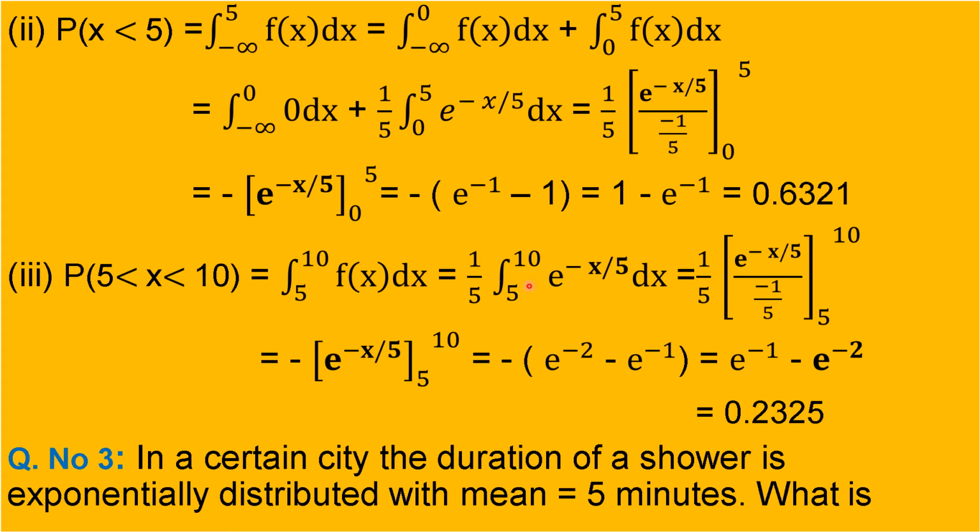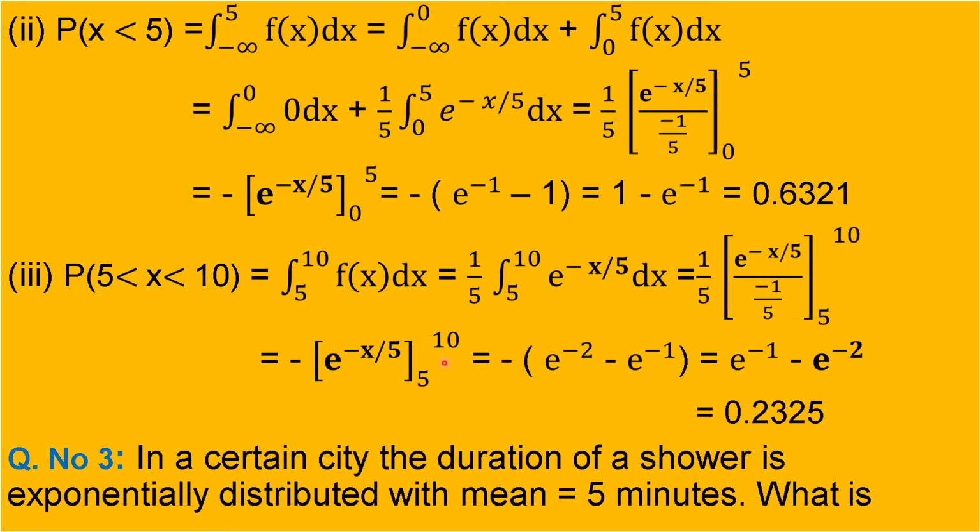So f of x is 1 by 5 into e power minus x by 5. Integration with respect to x: 1 by 5, a constant, is kept outside the integral sign. Integration of e power minus x by 5 is e power minus x by 5 divided by the coefficient of x, which means minus 1 by 5. The 5 cancels, with the minus outside the bracket, which is minus of the difference of e power minus x by 5 at the upper limit 10 and lower limit 5.